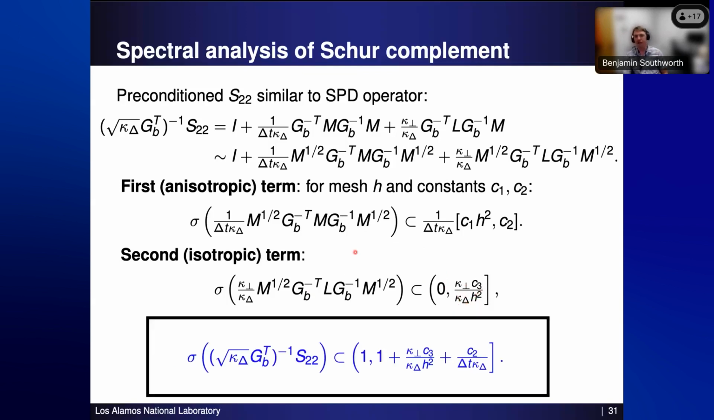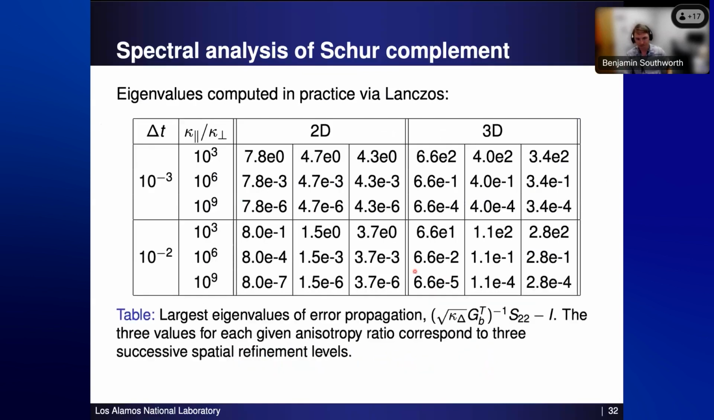And this is just combining everything because these are SPD, and this is the identity. We have a bound on the eigenvalues of the whole preconditioned operator. And so again, because it's SPD, in practice we can actually compute the eigenvalues of the preconditioned Schur complement via Lanczos iteration. And we get really nice agreement with what we derived in theory. And so here's just an example for two different delta T's and then different ratios of anisotropy in 2D and 3D. Then the three columns for each are three mesh resolutions.